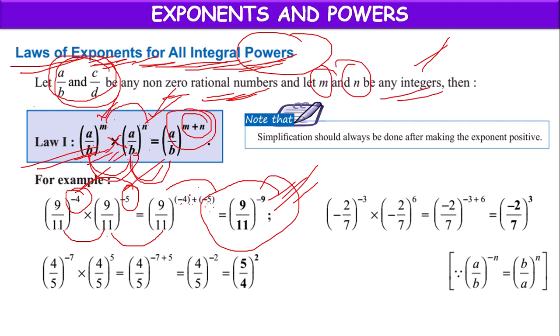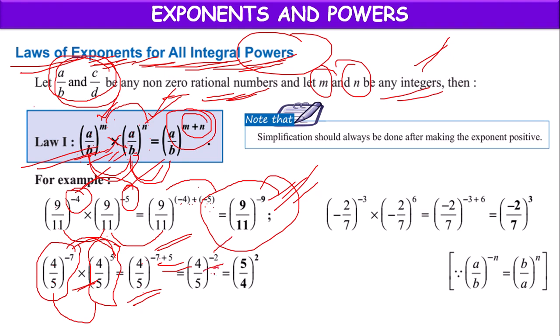Next, in that way we can simplify. Here, 4 by 5 whole to the power of minus 7 into 4 by 5 whole to the power of 5. We have the same base and different exponents, and we are doing the product. So we write the base one time and take the sum of the exponents: 4 by 5 whole to the power of minus 7 plus 5, which is equal to minus 2.